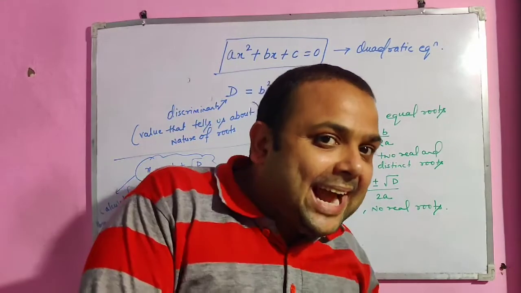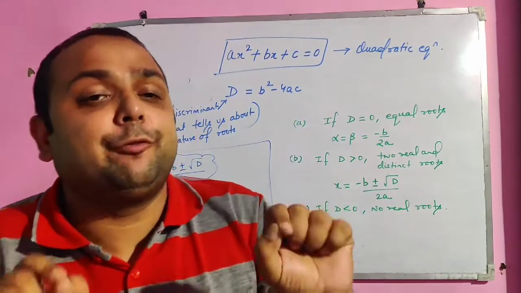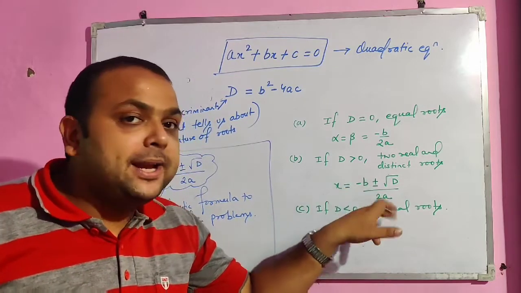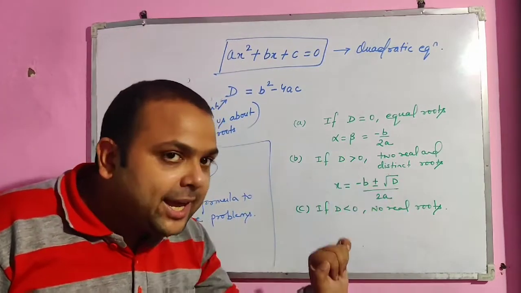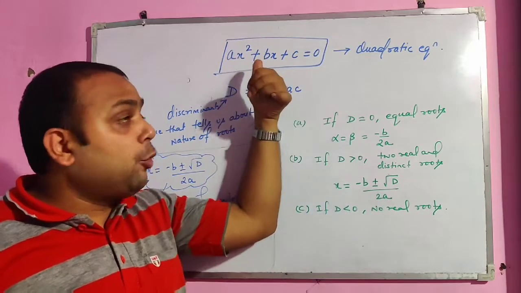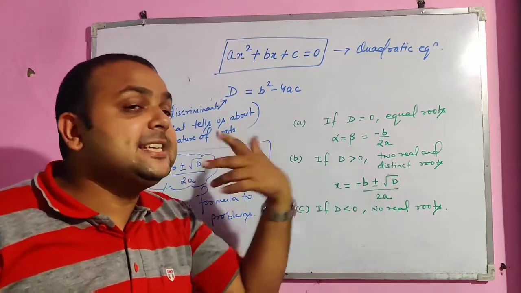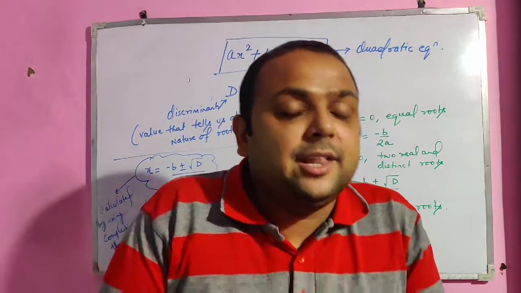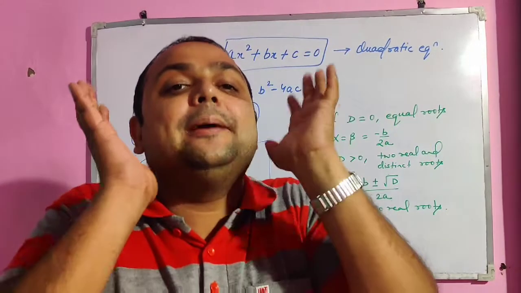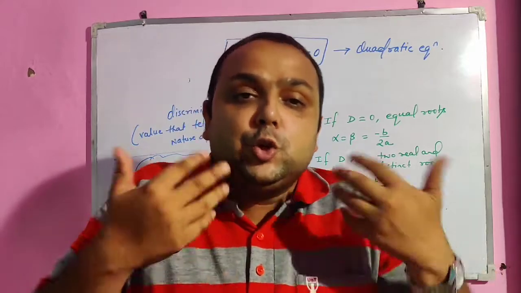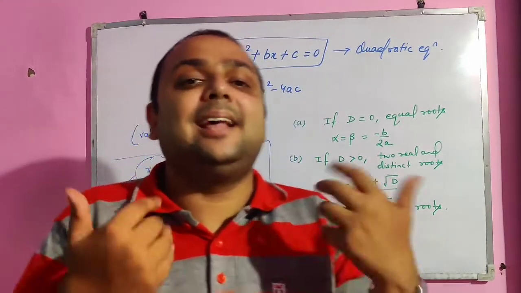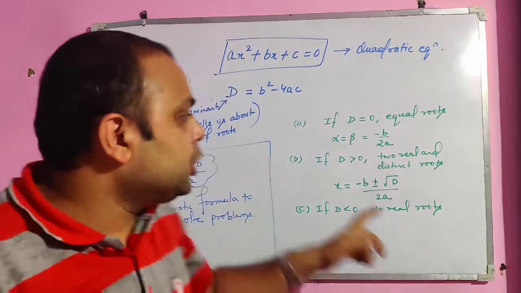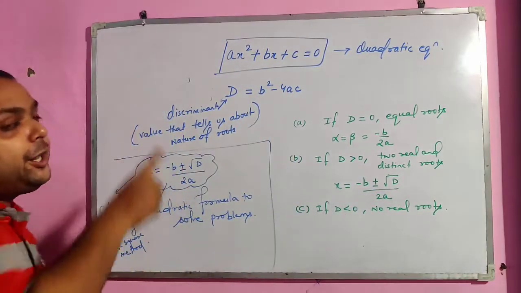So to calculate that, we should apply the quadratic formula, which is x is equal to minus b plus minus under root D upon 2a, where b and a are the coefficients of x and x square and D is the discriminant. And if the D value is negative, then there are no real roots possible, only imaginary roots are possible, which you will learn in complex numbers in class 11. Till now you have to learn about the real roots only. So this formula is called the quadratic formula.